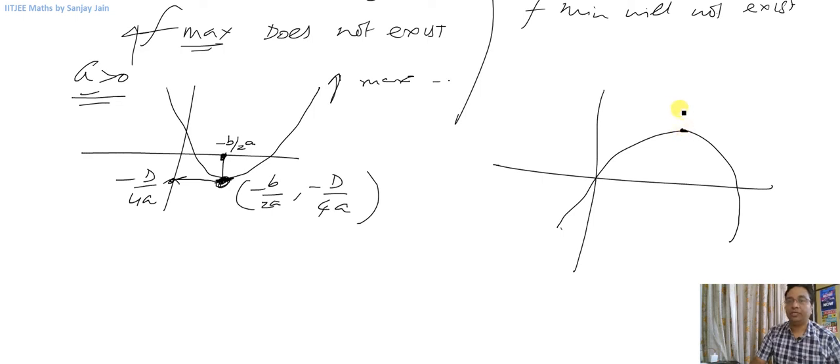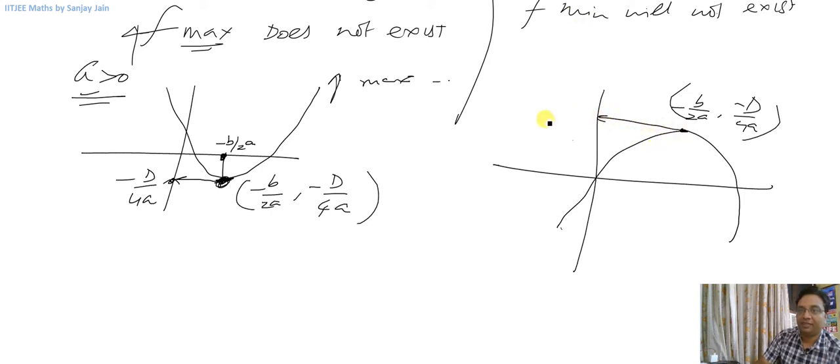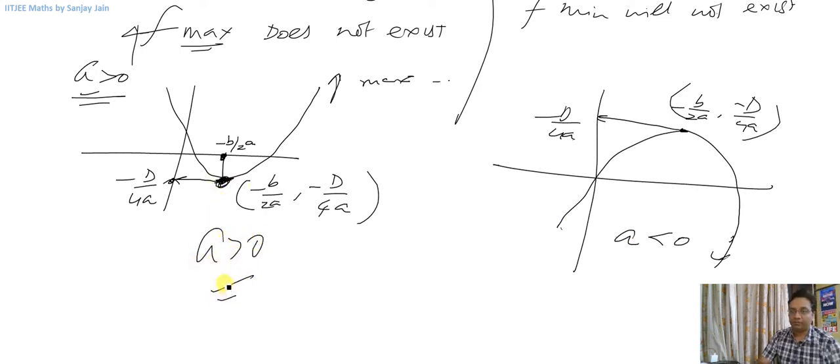In a similar fashion, you can talk about this graph when the parabola is upside down. This point here will have coordinates minus b by 2a, minus d by 4a, right? That is, in this case we just have got maximum value, that is minus d by 4a, and minimum value is not defined. So in this case a is certainly negative, and in this case a is certainly positive. Okay, so we will build on this knowledge and discuss the graphs and signs of a, b and c in the next lecture.